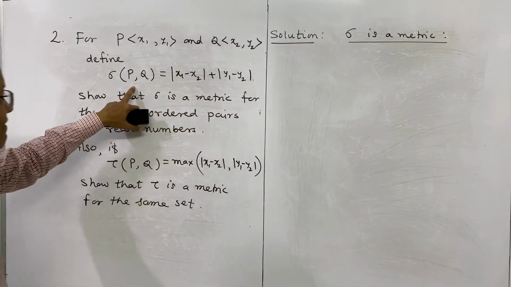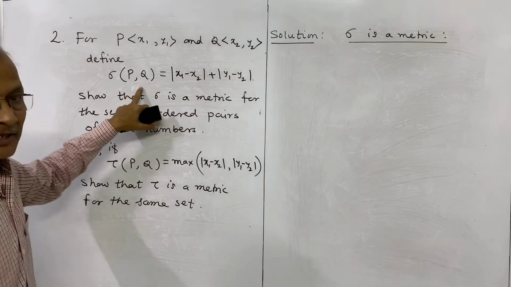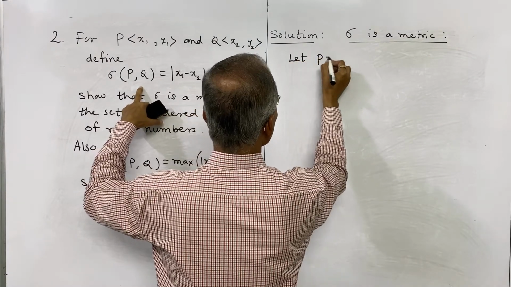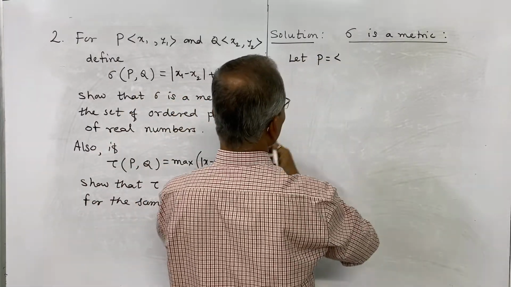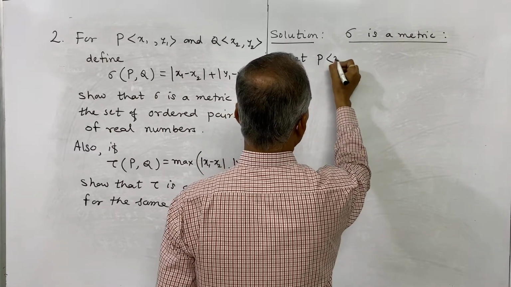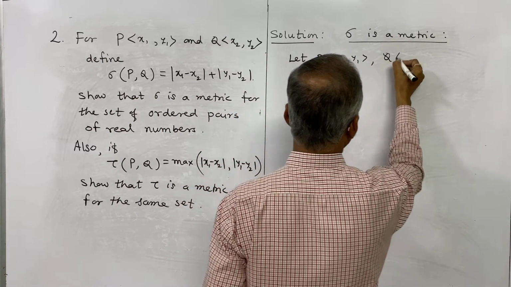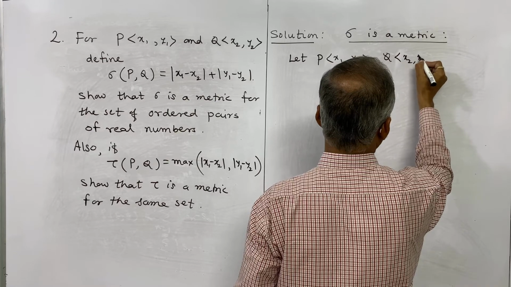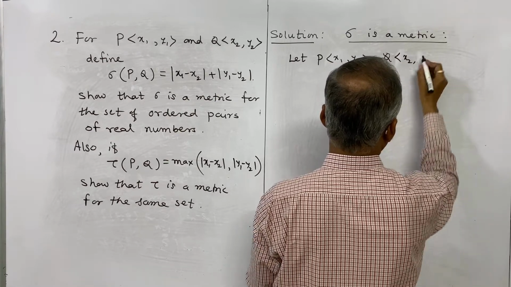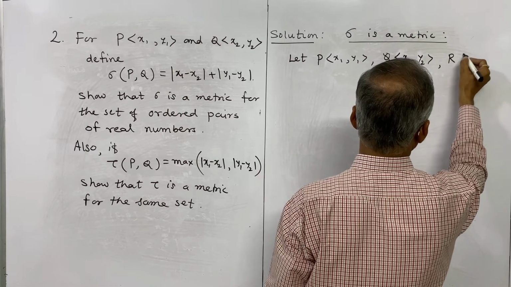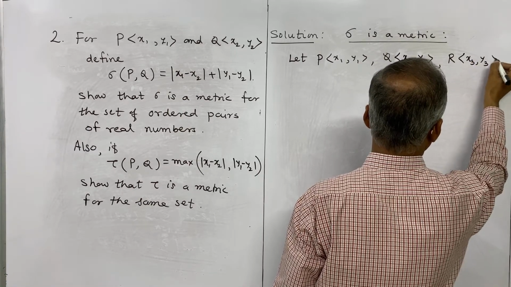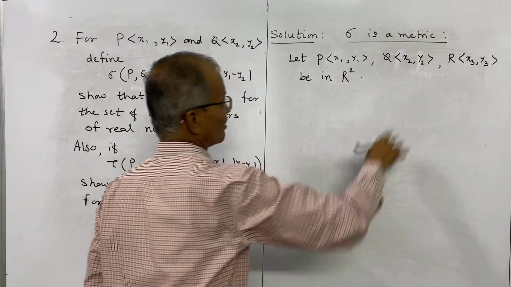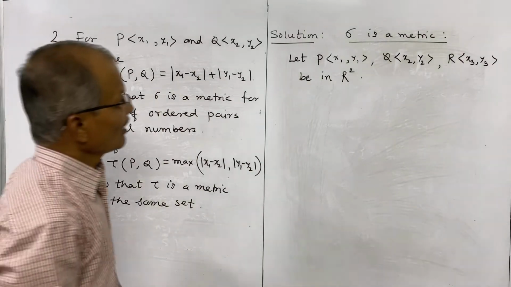See the properties first. Three properties are obvious. We will consider, let P (x1, y1), or can be written like this, Q (x2, y2), ordered pair x2 y2, and R I shall consider, ordered pair x3 y3. So these are 3 points in R2. Then we have the following.